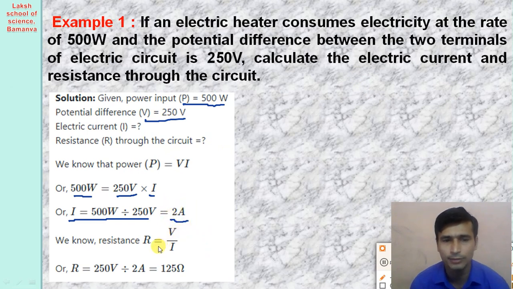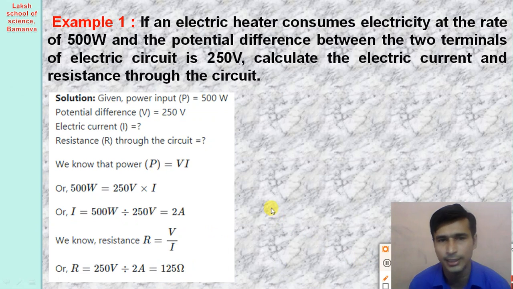So according to Ohm's law, we know that V is equal to I into R. So from this formula, we calculate the resistance R is equal to V divided by I. So resistance R is equal to V, 250, divided by electric current 2 ampere. That way we calculate the resistance easily. It is 125 ohm.